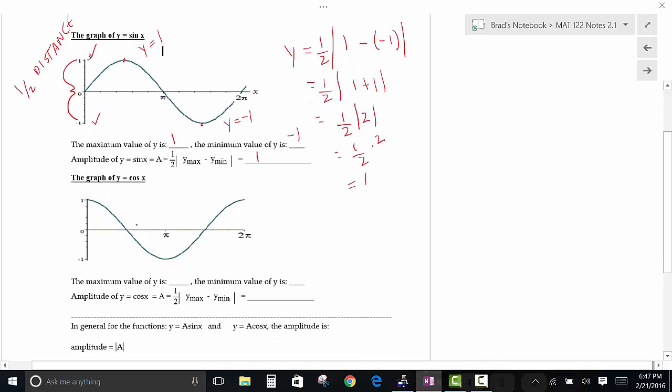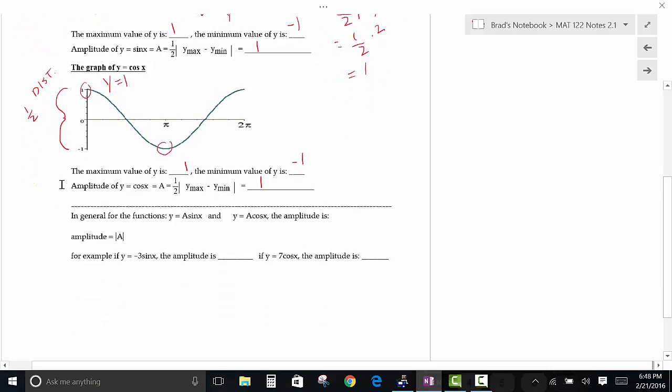The cosine works out basically the same way. The minimum value of the cosine and the maximum value are the same as for sine. The maximum is y equals 1 and the minimum value is -1. So if you used the same formula, you're going to get the same thing as you did on the last one. On a cosine, the amplitude is 1/2 of this distance. That distance is 2, but half of 2 is 1.